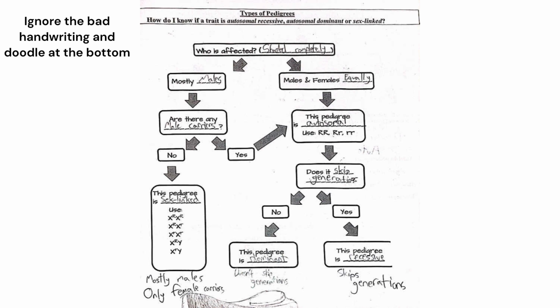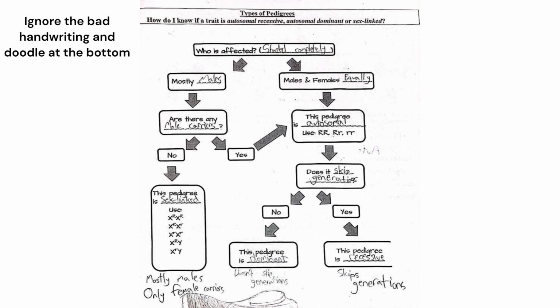Firstly, answer the question, who is affected? If it's roughly equal in terms of males and females, or there are otherwise male carriers, which I will get to in a moment, the pedigree is likely autosomal. If there is a bias towards men and there are no male carriers, which again in a moment, then the pedigree is likely sex-linked. If the trait in the autosomal pedigree skips generations, then it is likely autosomal recessive, and if not, likely autosomal dominant. There are more ways to tell, but those are the basics.